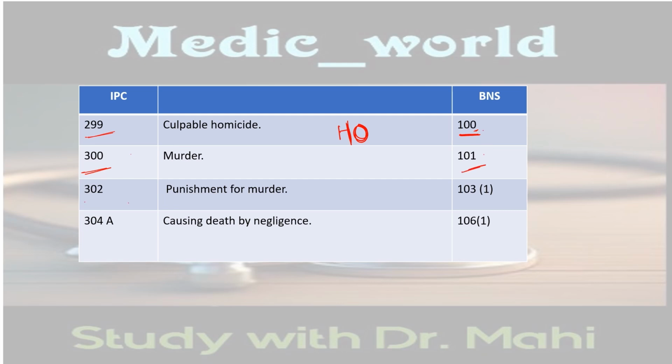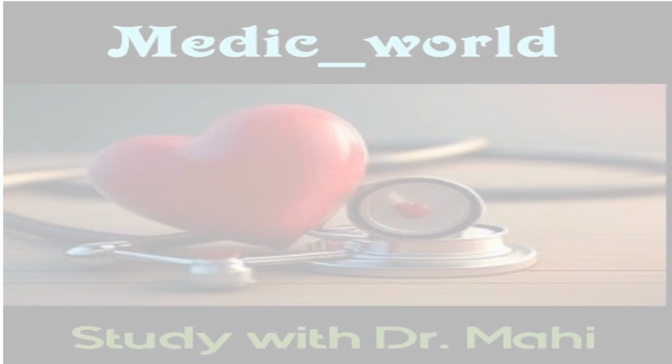Now 302 was punishment for murder, and here 103 is the punishment for murder. 300 plus 2, 101 plus 2, 103. Okay, then 304A was A for apron. So any doctor causing criminal negligence due to which death occurs, it is 106 in BNS. How do we learn it? 6 means we have to fix. Doctor has to fix the condition because it is a serious condition, means criminal negligence by the doctor.